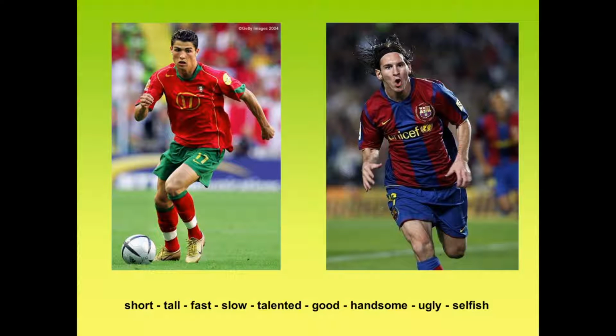Okay. Do you know these two soccer players? The person on the left is Ronaldo, and the person on the right is Messi. Let's look at the adjectives at the bottom of the screen. Short. Who is shorter? Who is the shortest? Messi is shorter than Ronaldo, so Messi is the shortest. Ronaldo is taller than Messi, so Ronaldo is the tallest. Ronaldo is faster than Messi, so Ronaldo is the fastest. Messi is slower than Ronaldo, so Messi is the slowest.